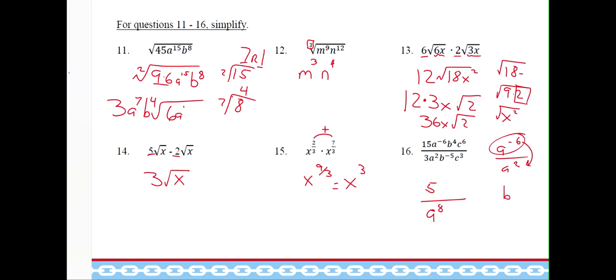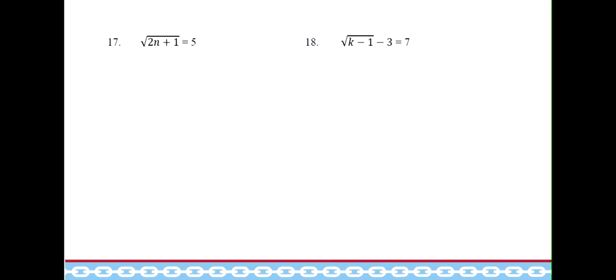For b to the 4th over b to the negative 5, this negative here tells me that needs moved up, and I will add the 4 and the 5 to get b to the 9th. And then c to the 6th over c to the 3rd means I am going to subtract those exponents, and I get c to the 3rd. So my final answer is 5b to the 9th, c to the 3rd over a to the 8th.